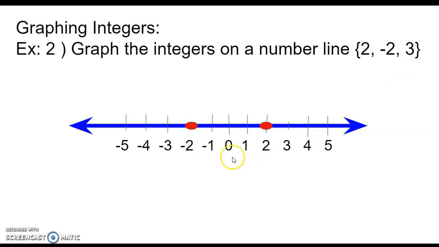And then we're going to find 3. So I'm going to go positive. It's a positive number, right? So it's going to be on the right side of 0. 1, 2, 3. Boom. I'll graph it right here.